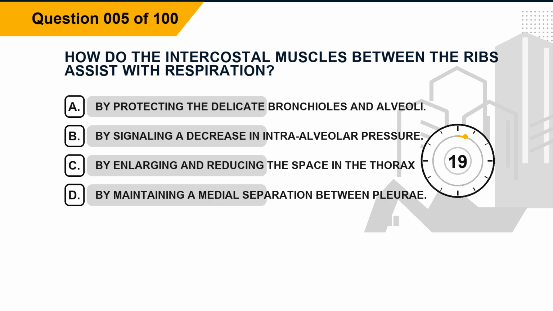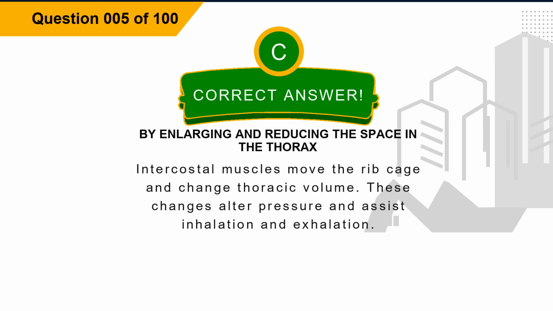Question 5. How do the intercostal muscles between the ribs assist with respiration? Option A, by protecting the delicate bronchioles and alveoli. Option B, by signaling a decrease in intraalveolar pressure. Option C, by enlarging and reducing the space in the thorax. Option D, by maintaining a medial separation between pleurae. The correct answer is option C, by enlarging and reducing the space in the thorax. Explanation. Intercostal muscles move the rib cage and change thoracic volume. These changes alter pressure and assist inhalation and exhalation.